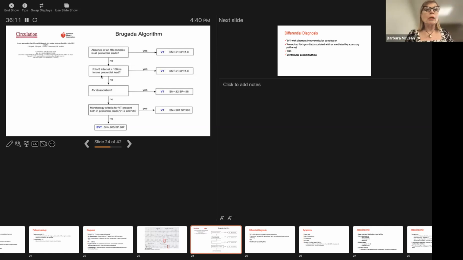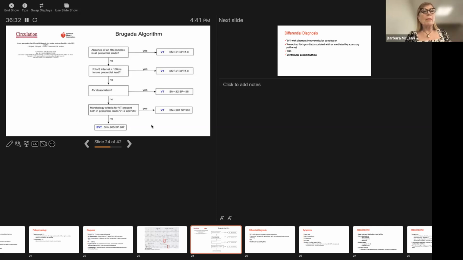If they're not, we're going to look at the R to S interval, that RS interval greater than 100 milliseconds. If the answer is yes, that's VT. AV dissociation, yes, that's VT. Morphology criteria for VT, meaning that you have wide QRS, all the same direction. Yes, that's VT. No, so no, no, no, and no SVT.